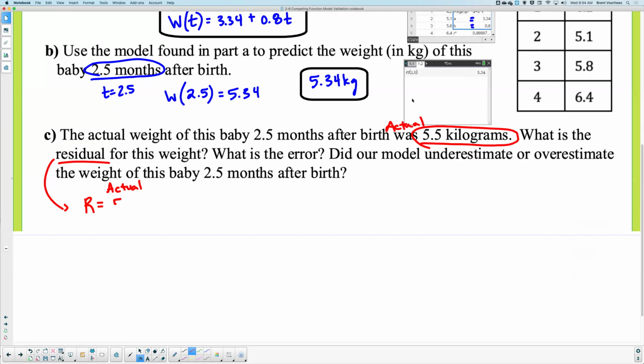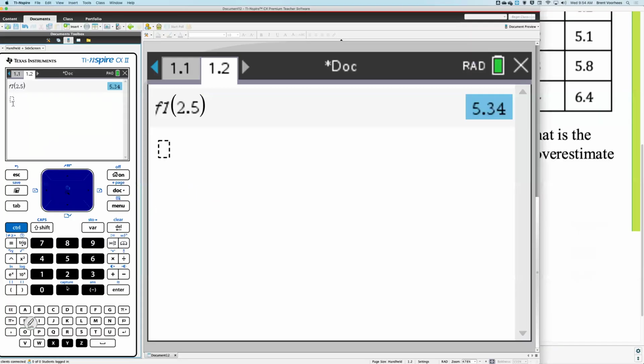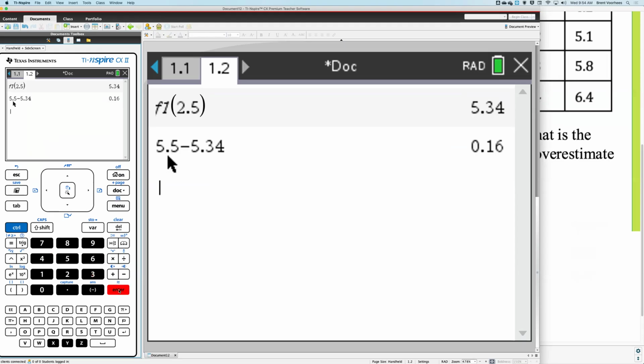So it's going to be 5.5 minus the predicted. So in our problem, what is our predicted weight? 5.34, what we just found on part B. So if we subtract those, we get the residual. To make sure I don't make a mistake, it's 5.5 minus 5.34. I'm getting 0.16.